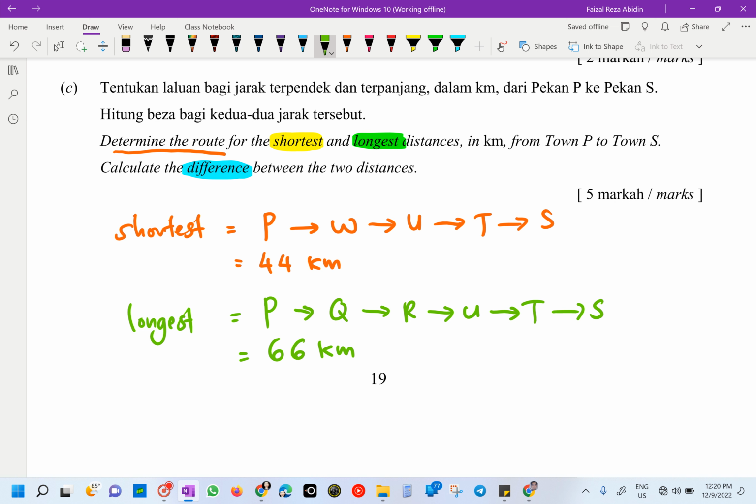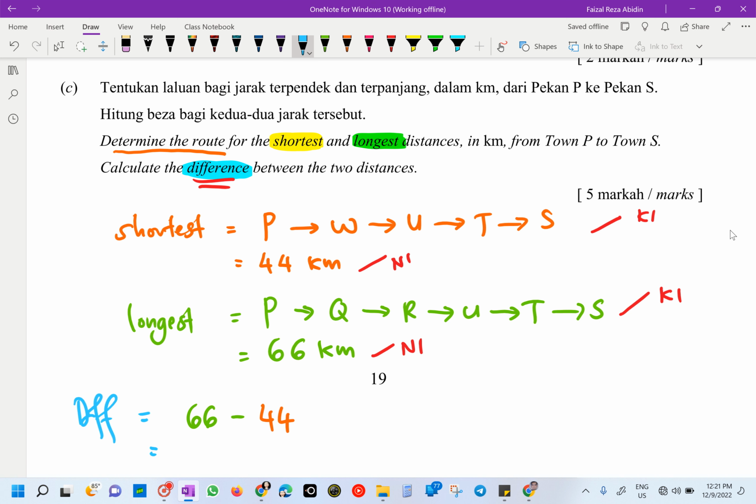If you answer like this, 4 marks are given. First, the route for the shortest route over here. This is going to be the route for the longest and the total for the routes over here. And then we are going to find the difference. We are going to get 66 minus 44. This is going to be the difference, so you are going to get 22. This is going to be the final mark given here. Done.